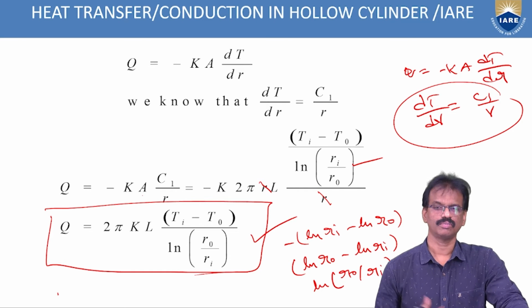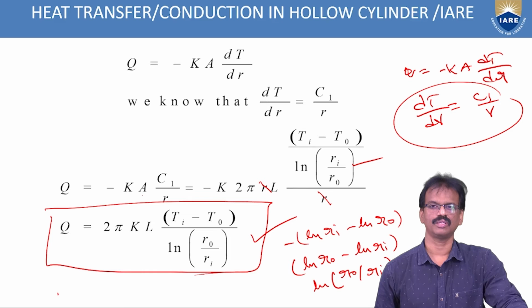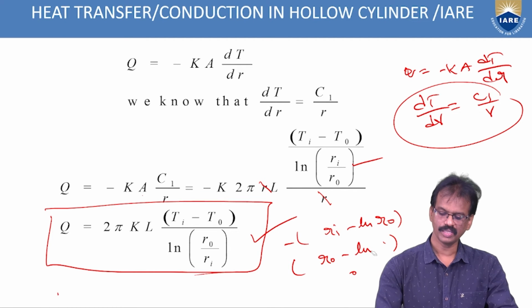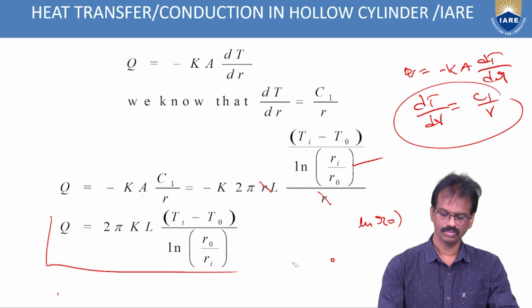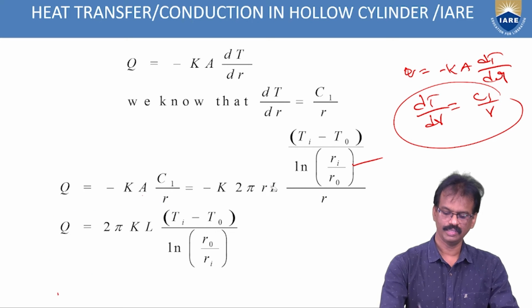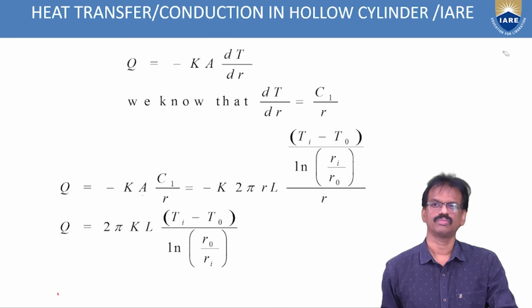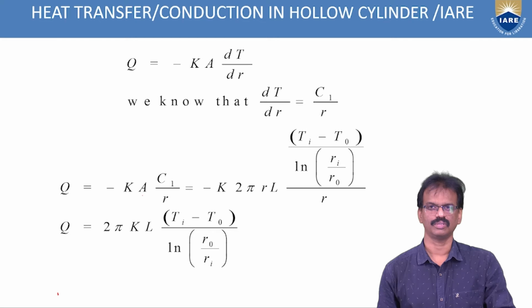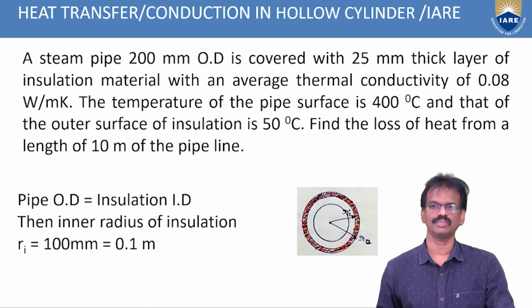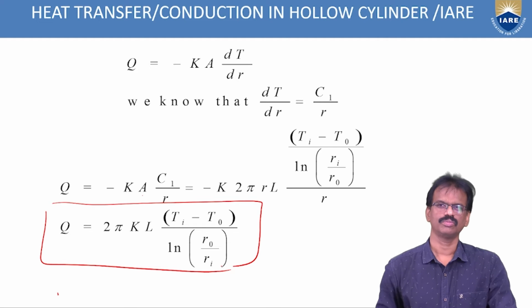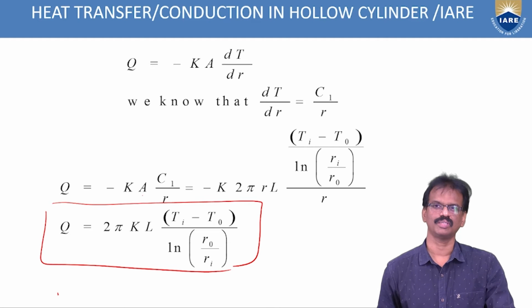Now we'll see the rate of heat transfer in composite layers of cylinders: different coaxial cylindrical layers, which have the same axis. What is the formula for the rate of heat transfer in composite cylinders? We will see that derivation also. But before going to that, since we already got the rate of heat transfer formula, for understanding purposes we'll solve one numerical.